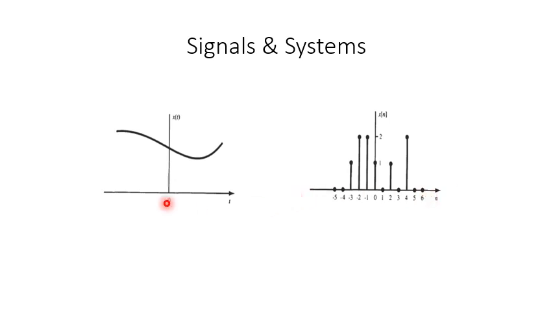So here is an example of a continuous time and discrete time signal. You can easily observe that in the case of a continuous time signal, the signal has continuous values or it is analog. Whereas in the case of a discrete time signal, the signal has values only at discrete intervals of time.